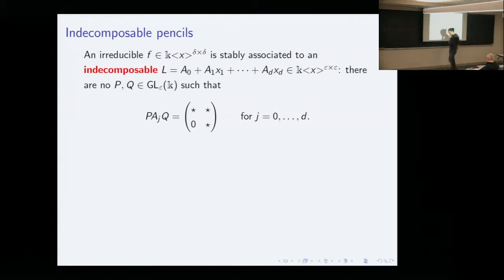Now that we have this machinery, how does it translate? If I start with an irreducible polynomial, what's the corresponding property for pencils? We don't call them irreducible pencils for some reason, but they are what we call indecomposable pencils. Being indecomposable essentially means that my pencil has coefficients a0, a1, and so on, such that I can't find any invertible matrices, I can't change the basis in such a way that this would split into a block structure. I can't make a big zero block here.